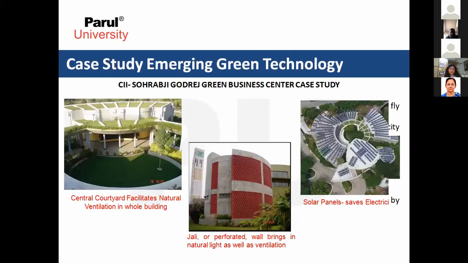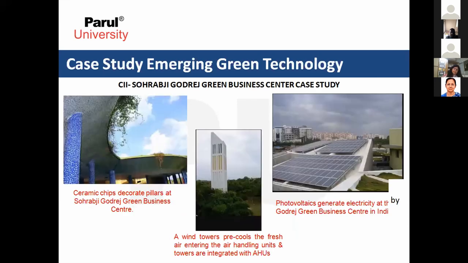So these are the glimpses of the central courtyard, which facilitates natural ventilation in the whole building. Then jali or perforated walls, which bring in natural light as well as ventilation. You can see that the whole rooftop is covered with solar panels, which saves electricity. The ceramic chips decorate the pillars at the Sohrabji Godrej Green Business Center, and they reflect the light back. Then wind towers pre-cool the fresh air entering the building.